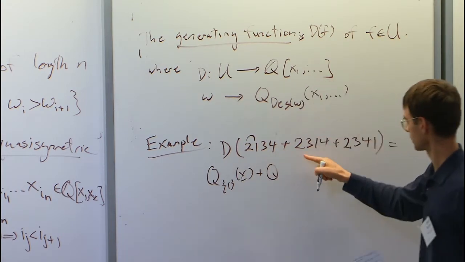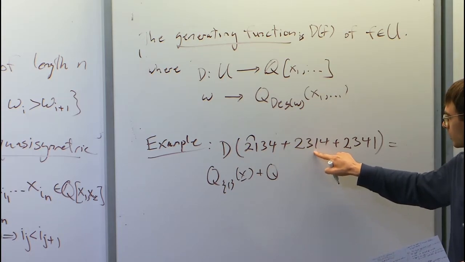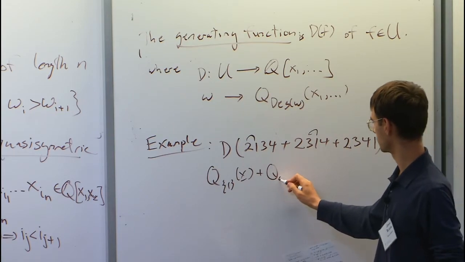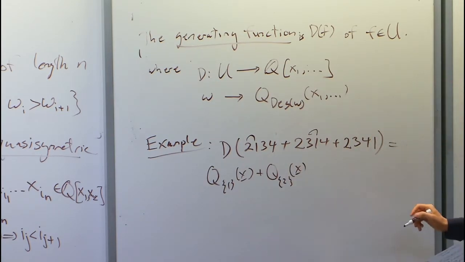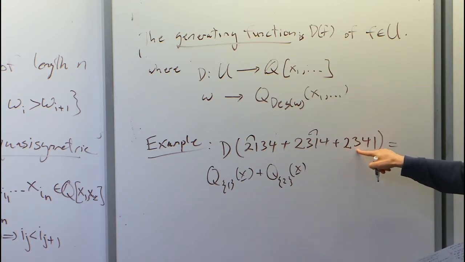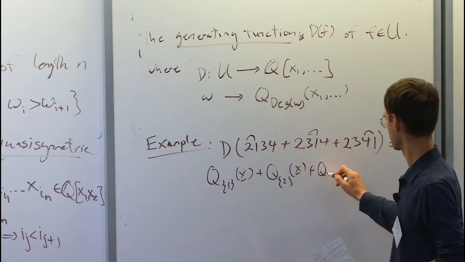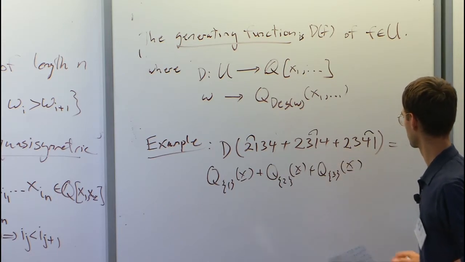Plus, what's the next one? So there's no descent from 2 to 3. There's a descent from 3 to 1. No descent at 1 to 4. This gives me q sub 2 of x. And then lastly, no descent from 2 to 3, no descent from 3 to 4, and there's a descent from 4 to 1. So that's the third index, and I get this.